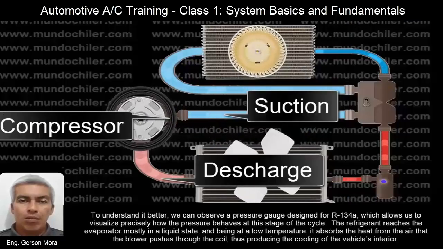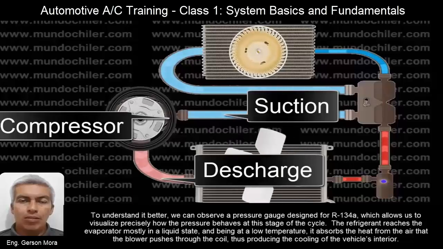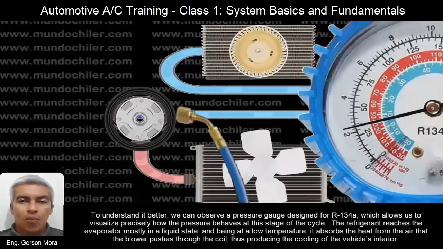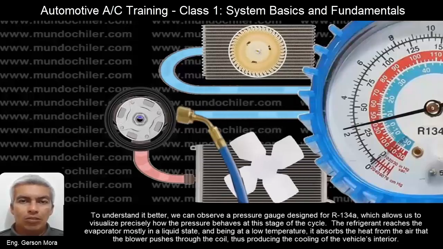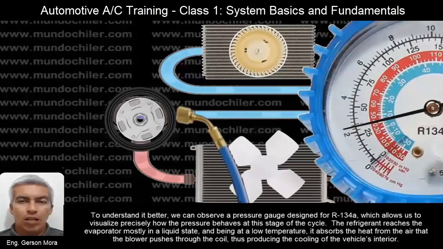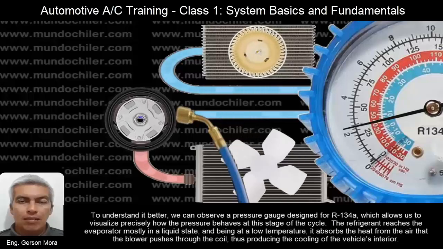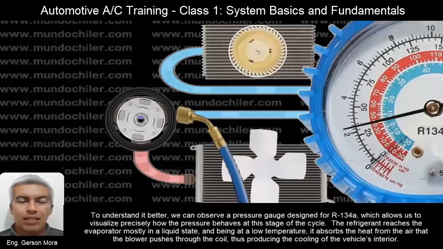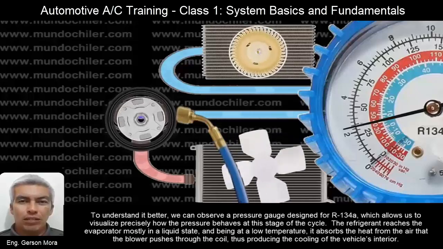To understand it better, we can observe a pressure gauge designed for R134a, which allows us to visualize precisely how the pressure behaves at this stage of the cycle. The refrigerant reaches the evaporator mostly in a liquid state, and being at a low temperature, it absorbs the heat from the air that the blower pushes through the coil, thus producing the cooling of the vehicle's interior.